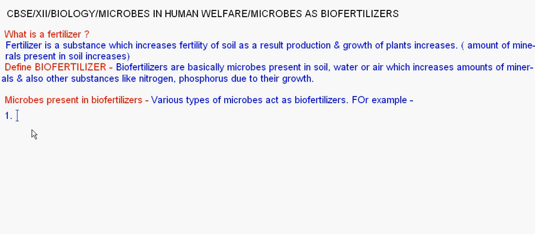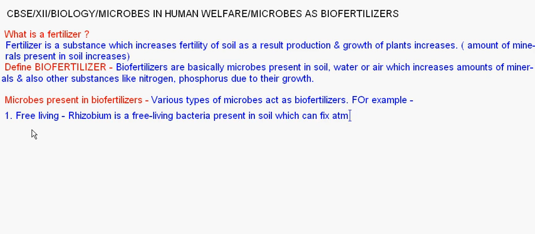For example, free living, that is Azotobacter, that is Rhizobium. Rhizobium is a free living bacteria present in soil which can fix atmospheric nitrogen. Bacteria which can fix atmospheric nitrogen are called nitrogen fixing bacteria.